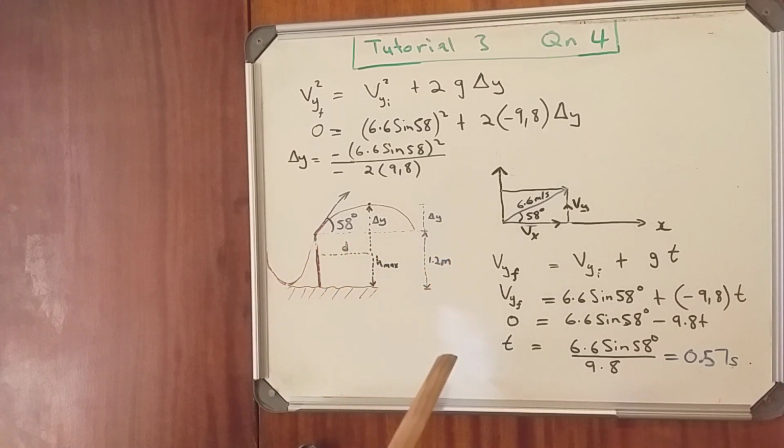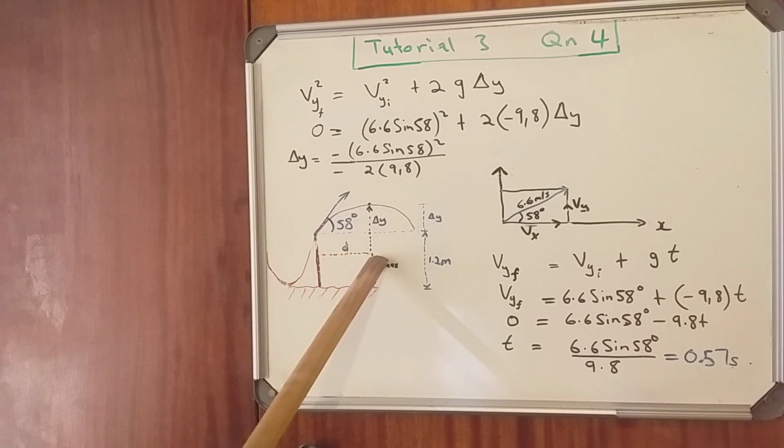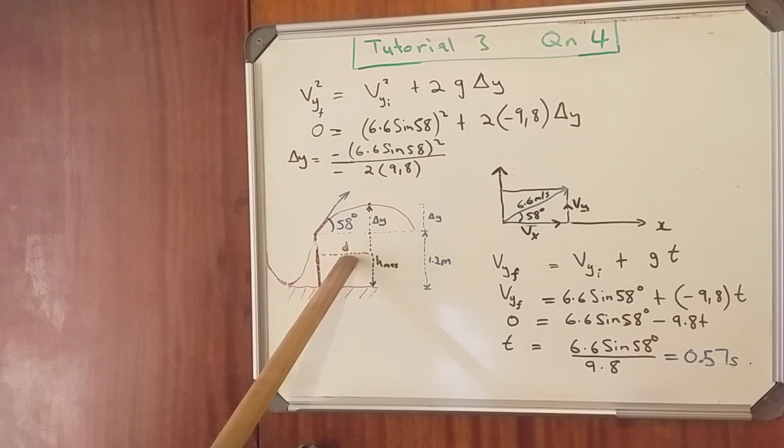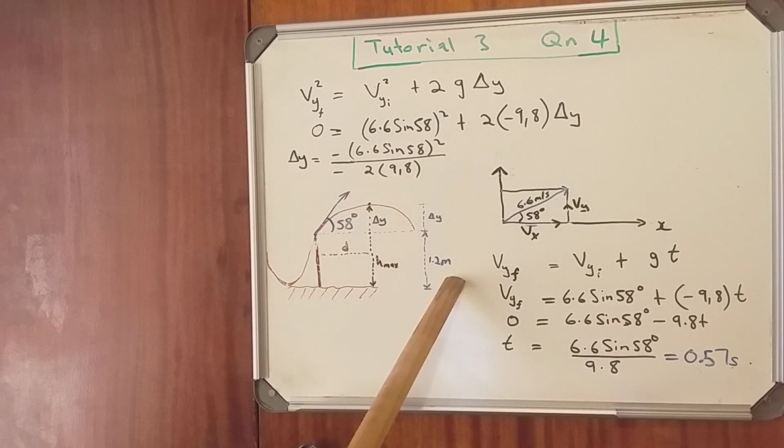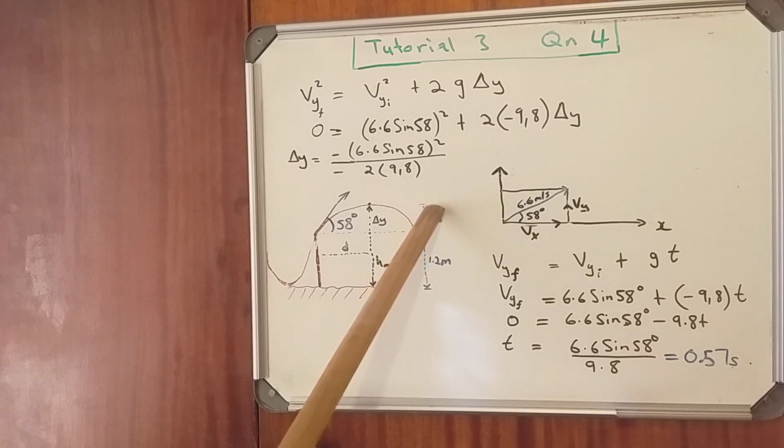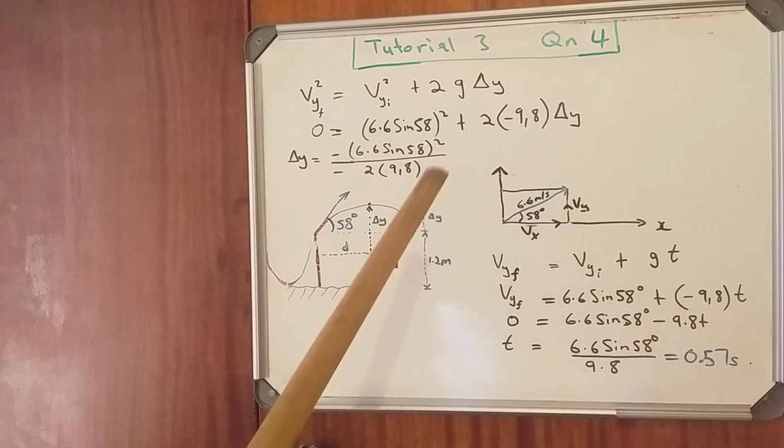So for A, we are required to calculate the maximum height, which is from there to there. For B, we are required to calculate the distance from the edge of the ramp. This is B, the distance. To find the H max, it will be that plus that. Then we can get the maximum height.